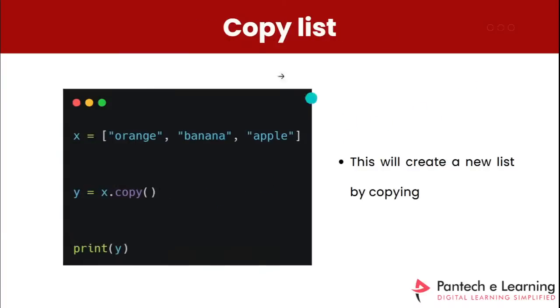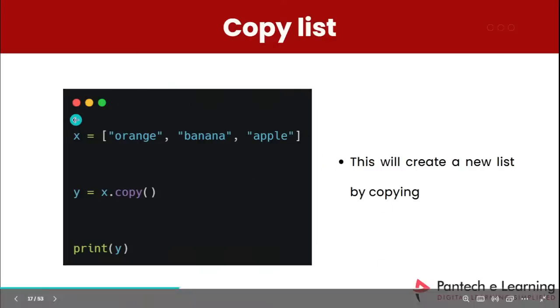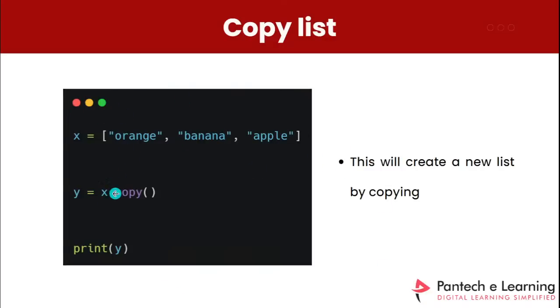Finally, if you want to take a copy of your list, then you can go with y equal to x dot copy. This will take a copy in another variable, so you can manipulate them individually. So that's all with list. I hope list will be clear. Is it fine?